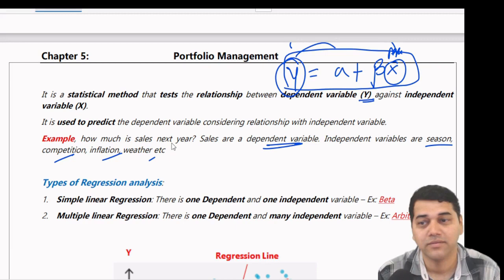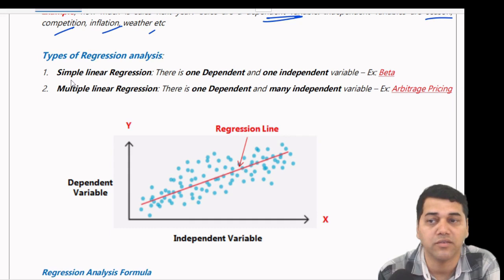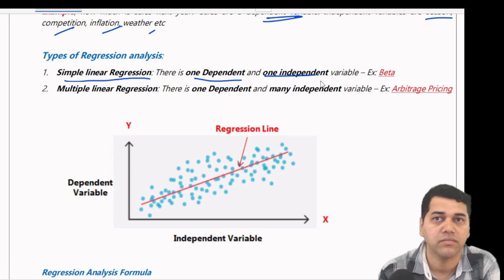Types of regression analysis, there are two types. One is called a simple linear regression, where you take only one dependent and one independent. But tell me, do your marks depend only on your number of hours of preparation? No. It depends upon many other factors. But among all, which is the most important? That's why we generally prefer simple linear regression.